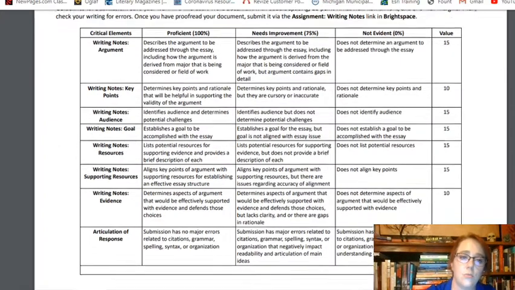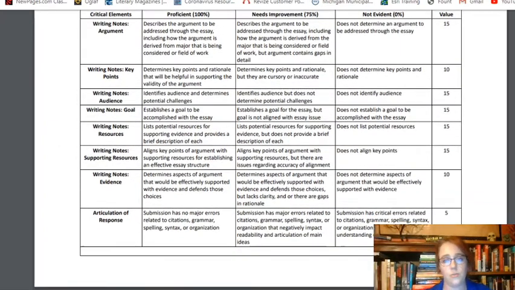Now let's take a look at the rubric. And again, we got proficient, needs improvement, not evident. Needs improvement does not necessarily mean it's a bad thing. It just means that, hey, we did good on this, but maybe we could do a little bit better as we move forward. So writing notes, your argument.